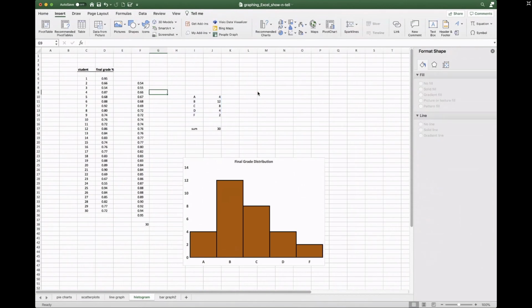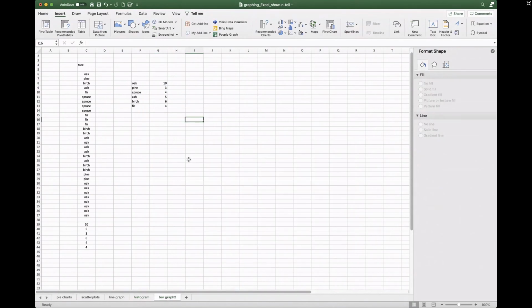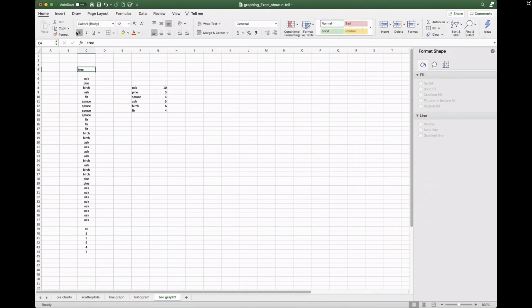All right, and the last one here is a bar graph. I'm going to show you 2 tricks with this if you have the patience. Okay? Here are my trees. This is my raw data set. I'm just clicking on things. No reason. And here is my list of different trees. Let's get rid of this.